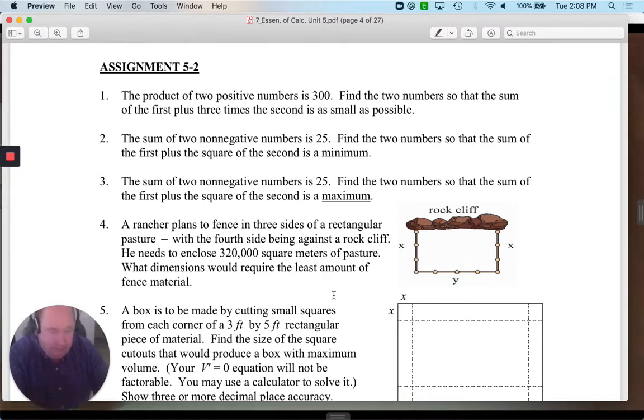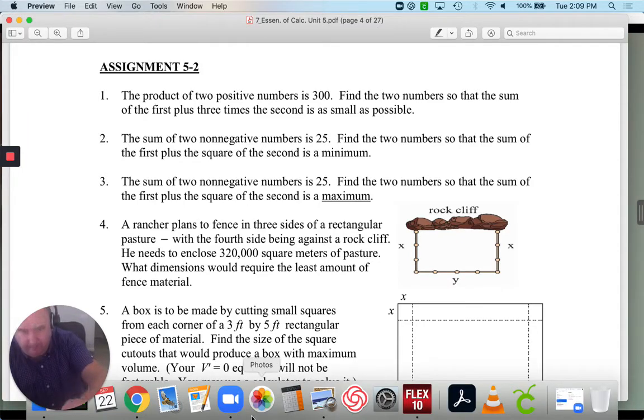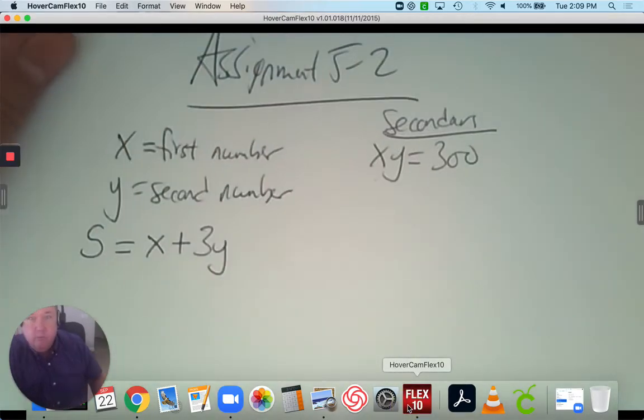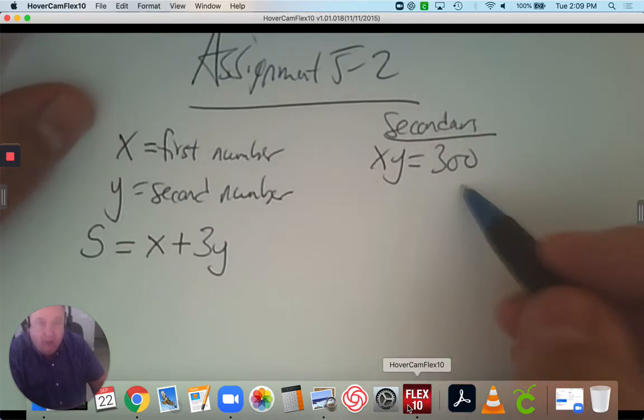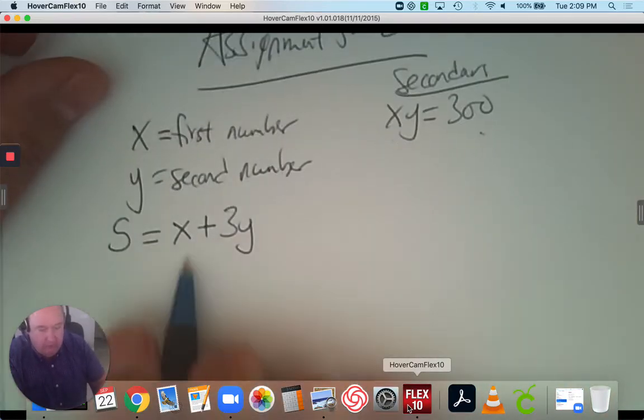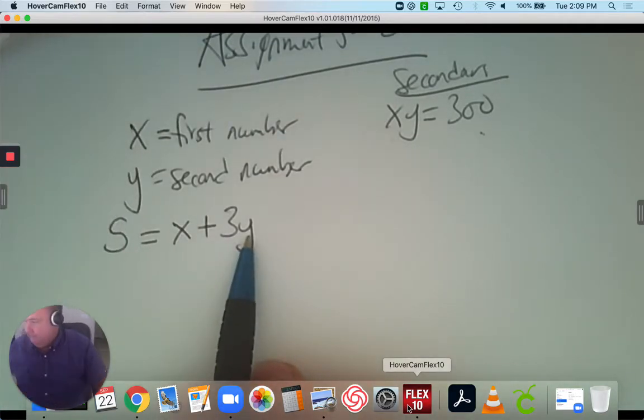That's my primary. So find the two numbers so that the sum of the first, that would be x, plus 3 times the second, so 3y, is as small as possible. So I'm going to call that s for small. So here's what we got. You have x and y. You have your secondary relationship where the product is 300. So the sum of the first plus 3 times the second is that.